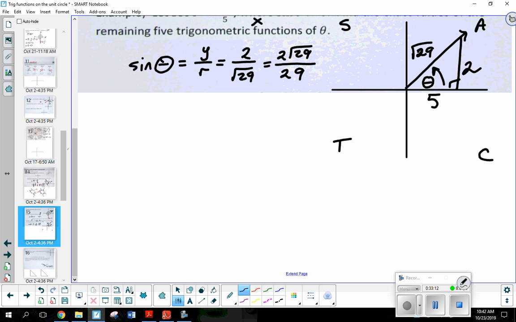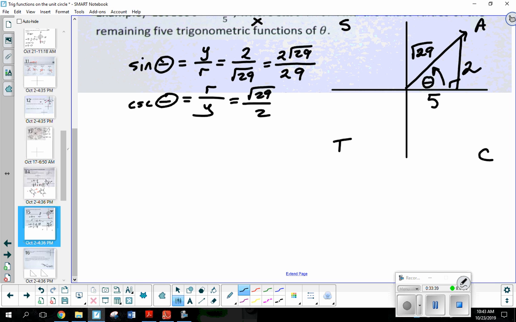Now let's say I want the reciprocal, cosecant. We know that's the radius over y. Well, the radius again was the square root of 29 over y, 2. That one's really nice to me. I don't have to simplify and I don't have to rationalize. So that one I got the answer. Is everybody okay with what I've done here? Any questions?